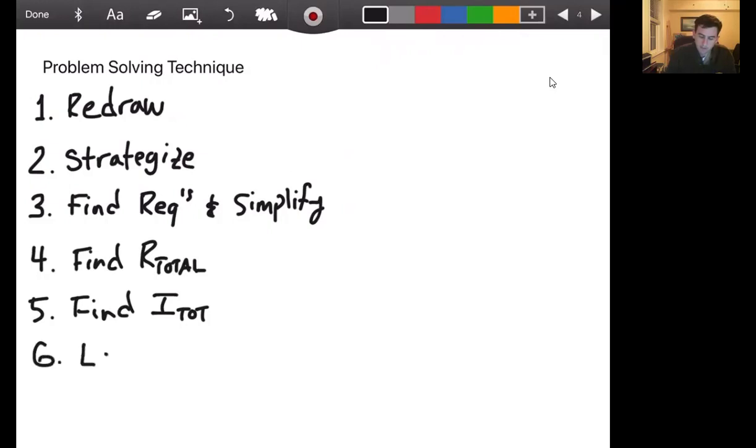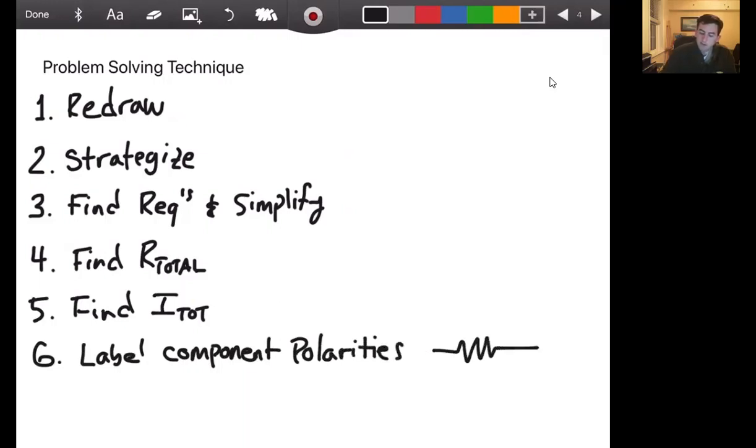Step six, label component polarities. What I mean by that, again, is if you have a resistor, for example, and you know you have current going this direction, your polarity, because current causes a voltage to drop across your resistor, is going to go from positive to negative. And that's helpful for identifying your voltages and the direction of them when doing loop analysis later on.